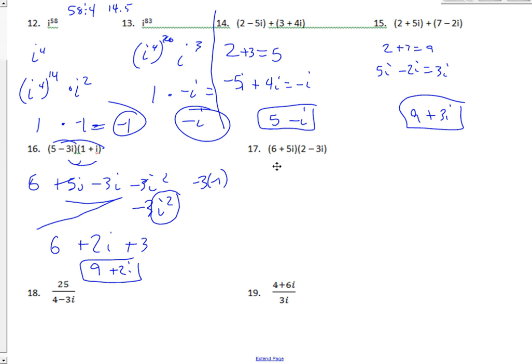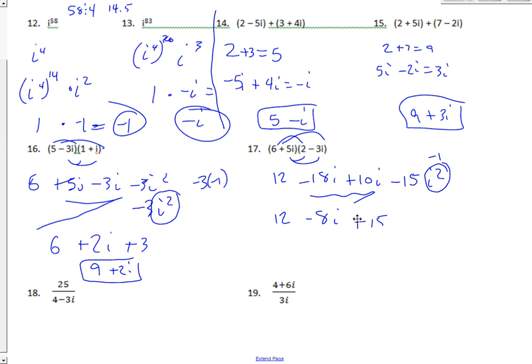Same thing for number 17. 6 times 2 is 12. 6 times negative 3i is negative 18i. 5i times 2 is positive 10i. 5i times negative 3i is negative 15i squared. So combining my like terms, I have 12 minus 8i. Remember, this is i squared, which is negative 1. So negative 15 times negative 1 is positive 15. And then I have 12 plus the 15 to give me 27 minus the 8i.